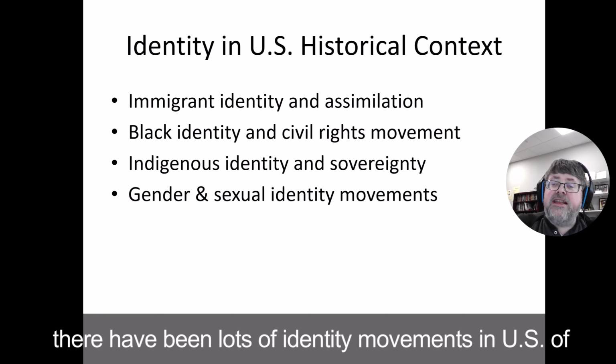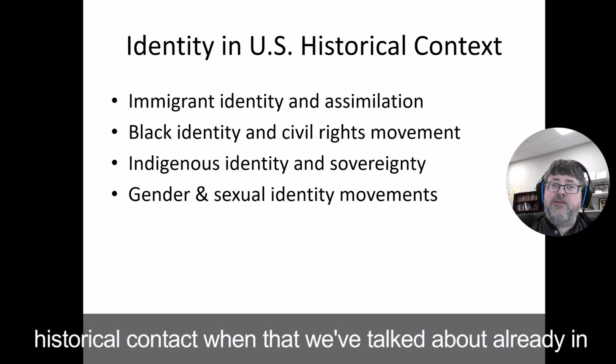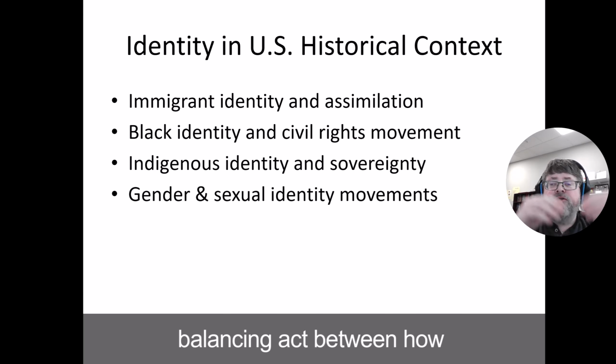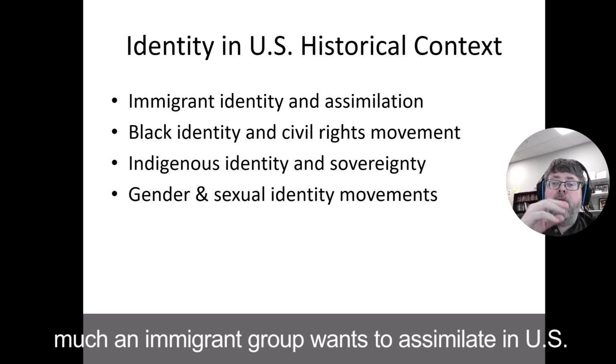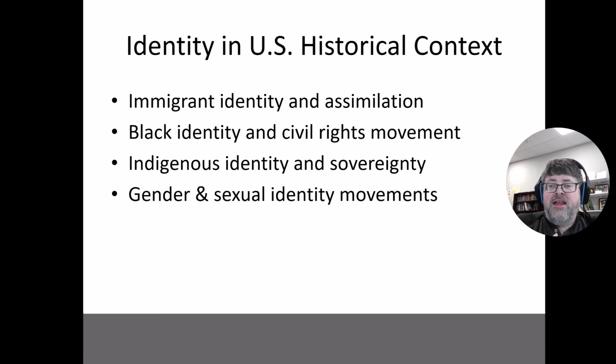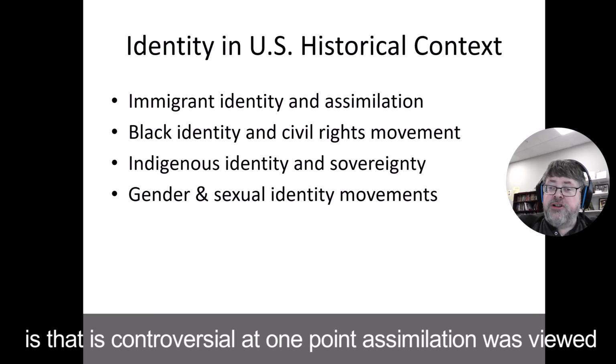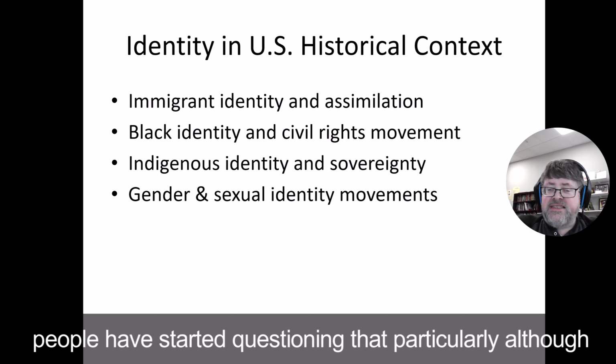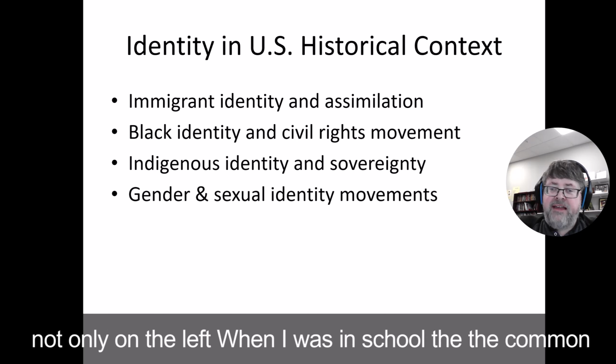There have been lots of identity movements in U.S. historical context. One that we've talked about already in this lecture has been, I think, immigrant identity, and the balancing act between how much an immigrant group wants to assimilate into U.S. culture. That is controversial. At one point, assimilation was viewed as the norm and the ideal. And over the past few decades, increasingly people have started to question that, particularly, although not only on the left.